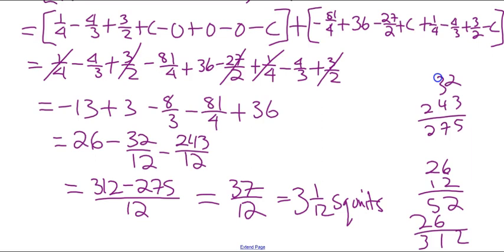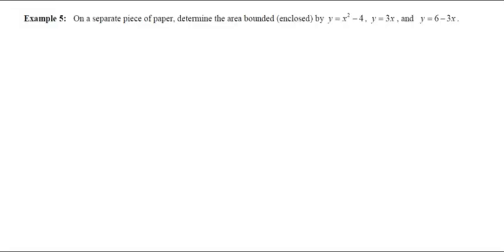Example 5. Get out a separate piece of paper, because you're going to need one full sheet, and we were not about to photocopy a blank page for you. Determine the area enclosed by y equals x squared minus 4, y equals 3x, and y equals 6 minus 3x. Okay, what's the starting point?